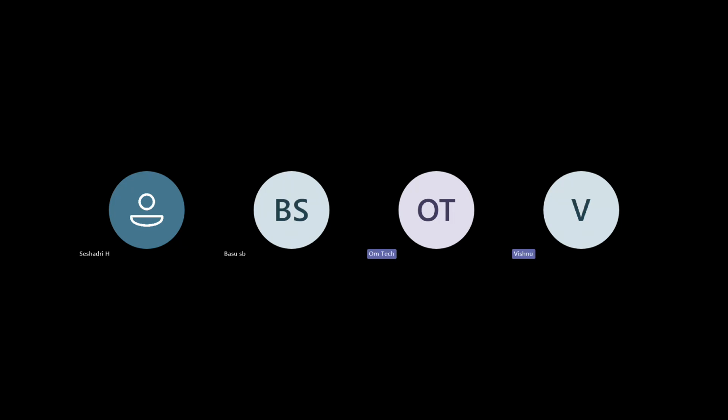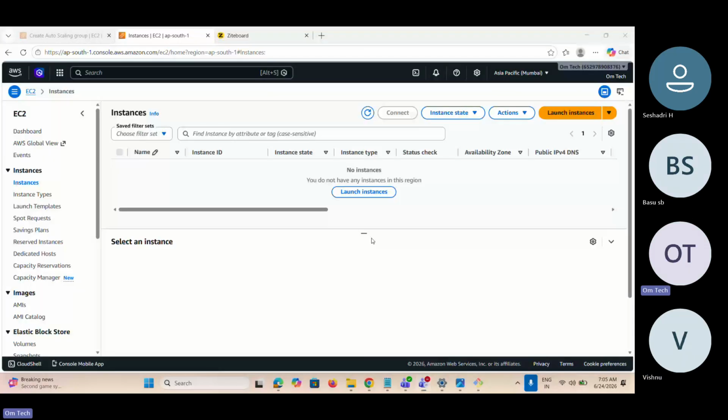So what is the use? When EC2 is deleted, we can recover from the AMI. And also the same AMI we can use in our auto scaling. Yes. Today we can see how we can configure auto scaling.